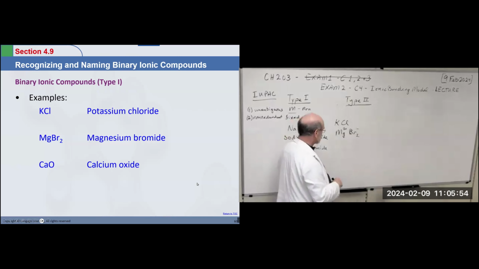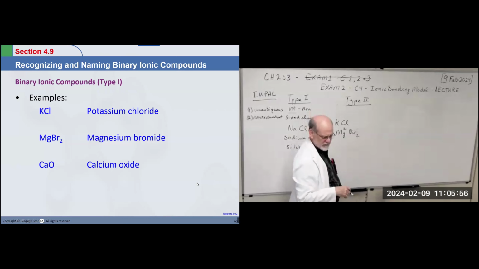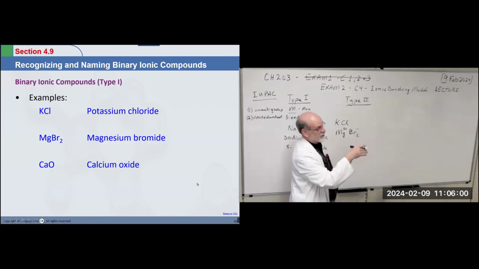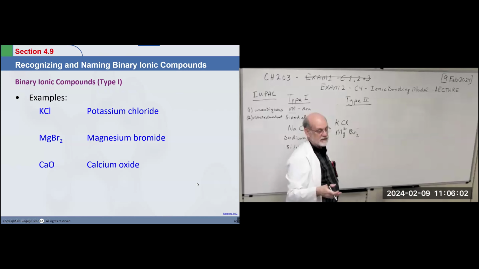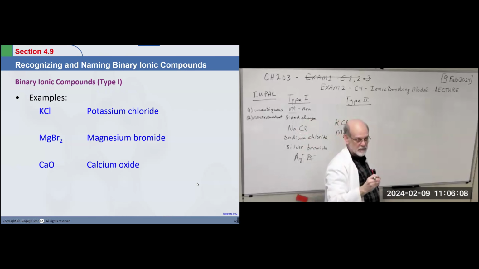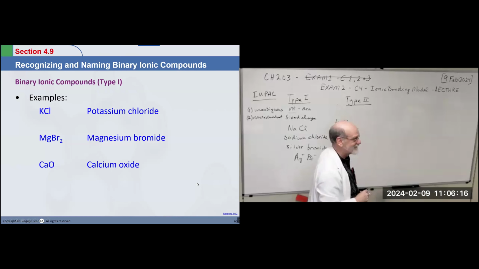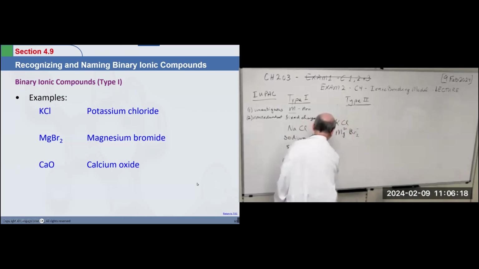Okay. Calcium oxide, we did that one earlier. Calcium's 2+. It's in the same group as magnesium. 2+, oxide is always 2- because of where it comes from. Why is it 2-? Because it needs 2 more electrons to look like neon. Okay. All right.